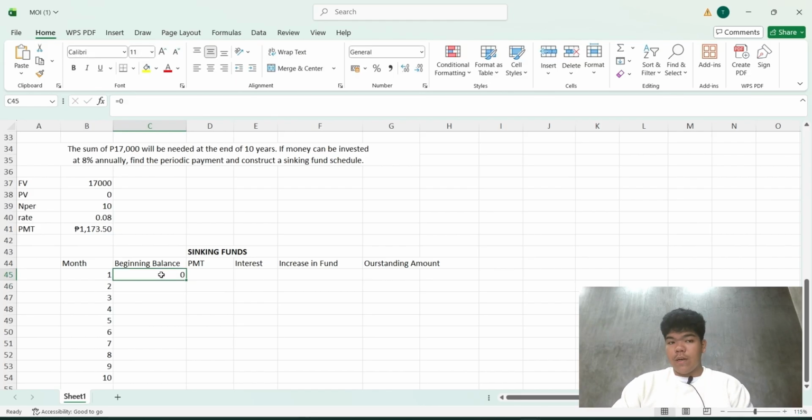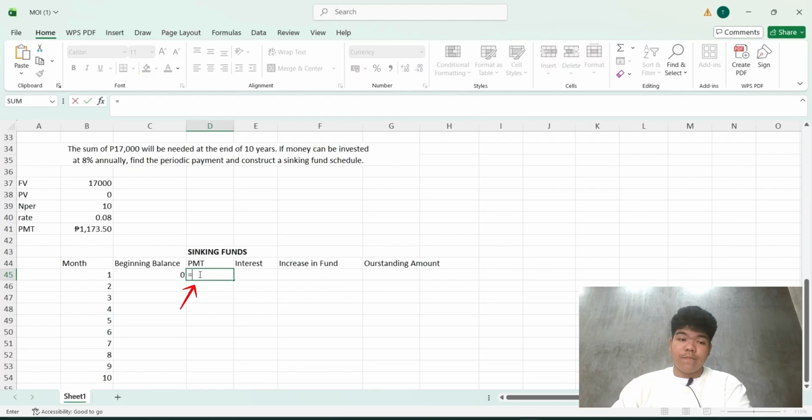We put 0 because it is the beginning balance, and sinking fund is about saving up the money that you want after a period of time. In the first month, obviously you still have no money because you're still saving up. Now for our PMT, put an equal sign, click our PMT here, and then press enter.